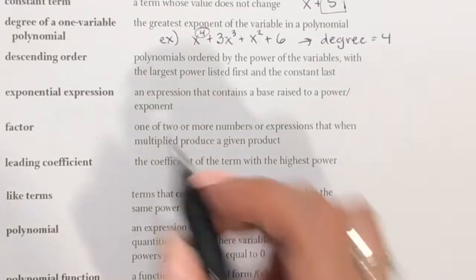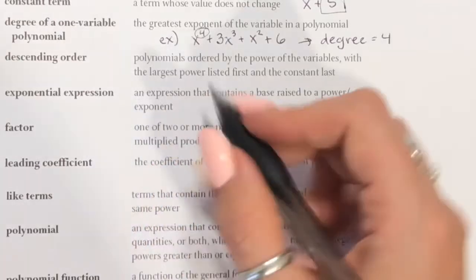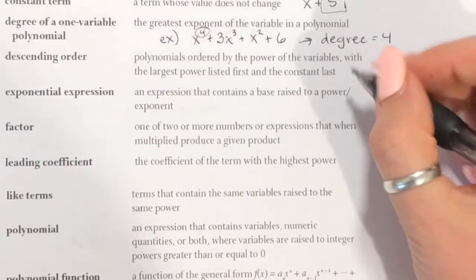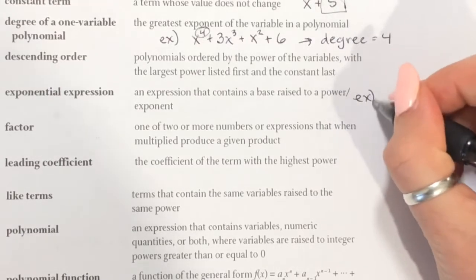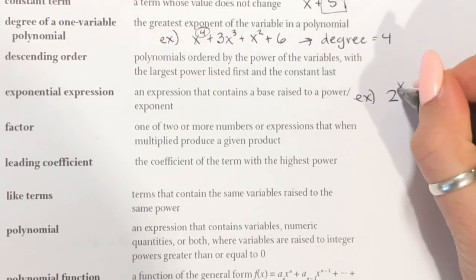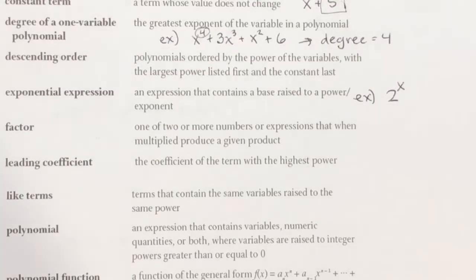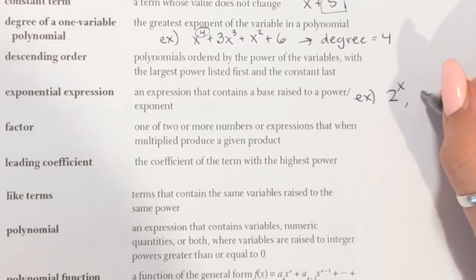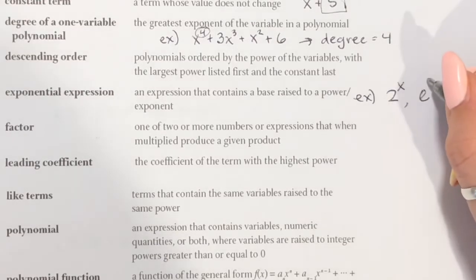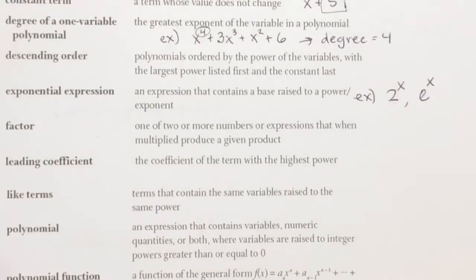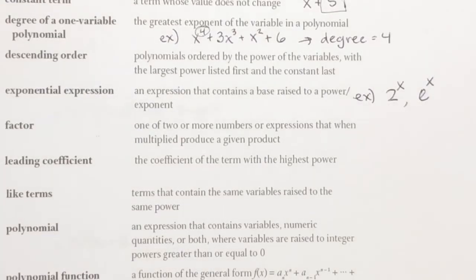Okay, an exponential expression is going to be something that contains a base raised to a power or exponent. So for example, you can have a number be a base, like 2 to the power of x. That's a type of exponential expression. Another common one you'll see is e to the power of x, and e is a number, kind of like pi. We'll talk more about exponentials later this year too.